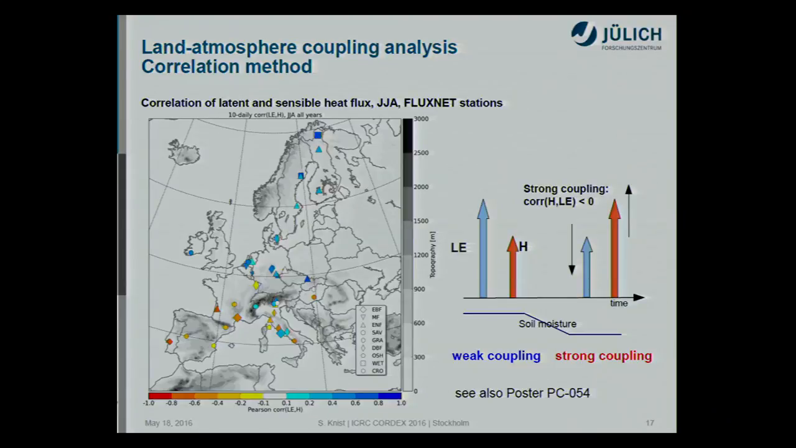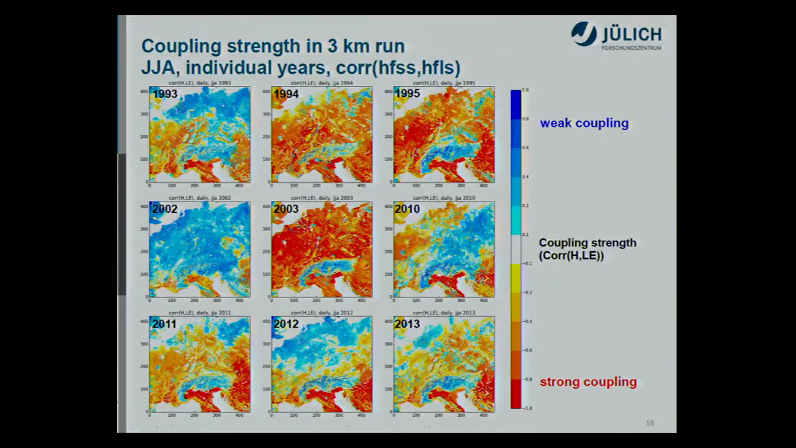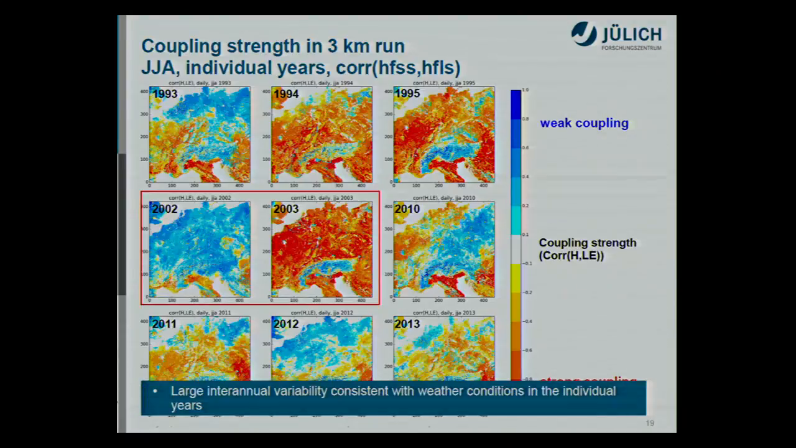There's also a poster on that issue, also comparing different CORDEX simulations in terms of coupling on Thursday. So what does coupling look like for our simulations? Here the correlation of latent and sensible heat flux is shown for the individual summers of the individual years. And you can see a large interannual variability, which is consistent with the weather conditions in the individual years.